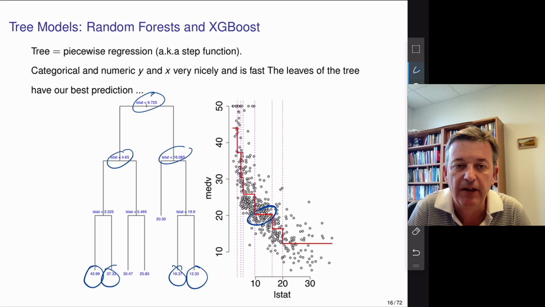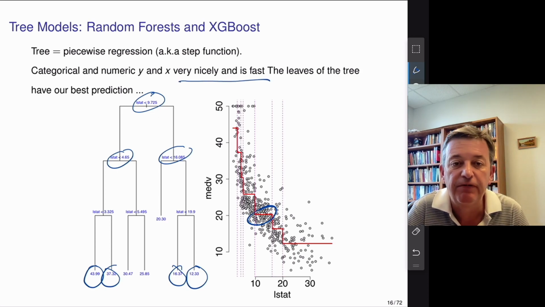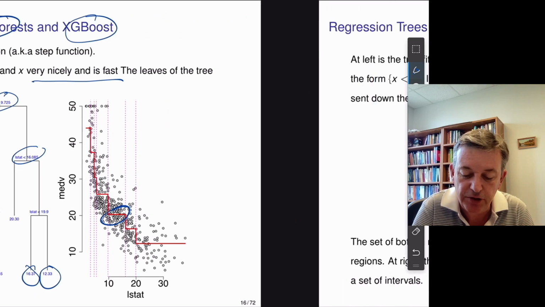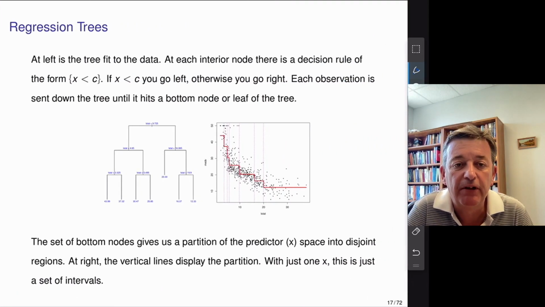You could fit something more complicated. Trees are very fast to fit and very flexible as well. We'll also talk a little bit about something called random forests and XGBoost. Okay, so there's our example of a regression tree, just to say in words what I just said.